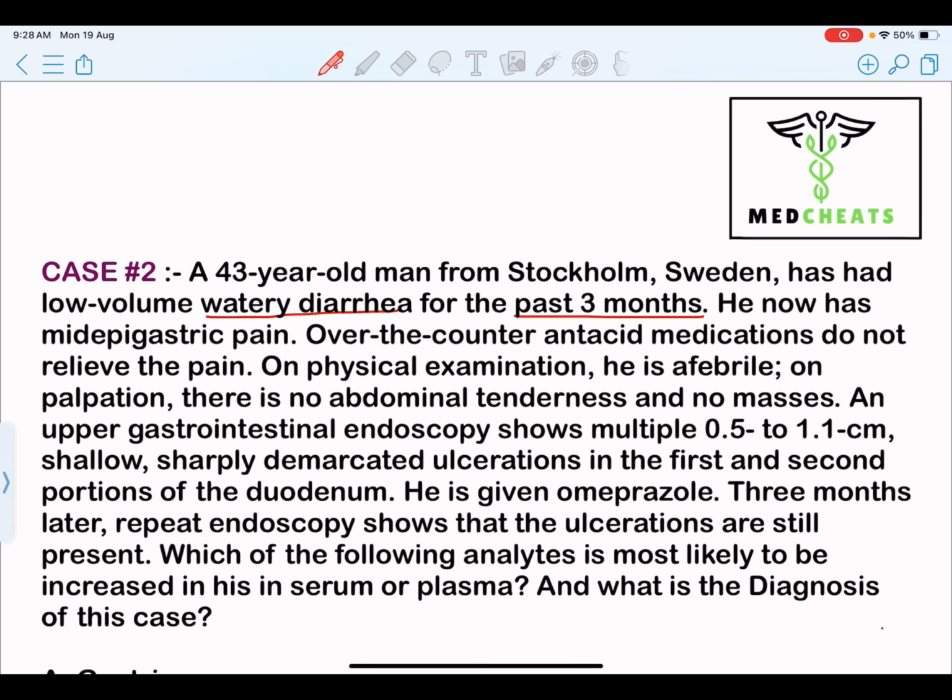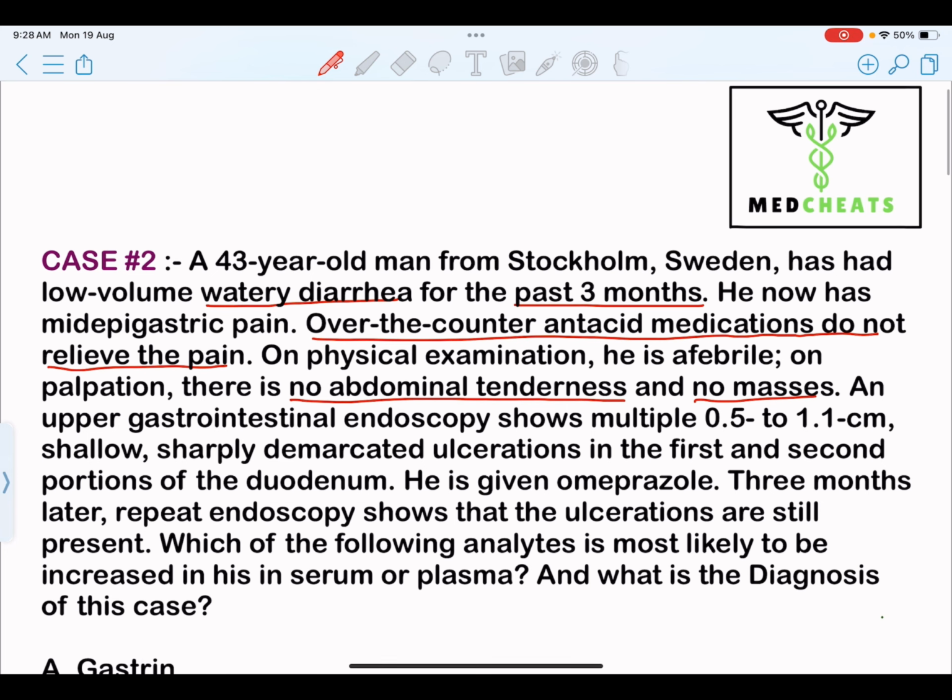Over-the-counter antacid medication does not relieve the pain. On physical examination, he is afebrile. On palpation, there is no abdominal tenderness and no mass. So here the tumor is not present in the abdominal area, and the pain is also not present. Upper gastrointestinal endoscopy shows multiple 0.5 to 1 centimeter shallow, sharply demarcated ulcerations in the first and the second portion of the duodenum.